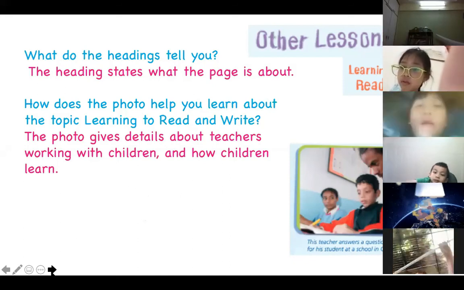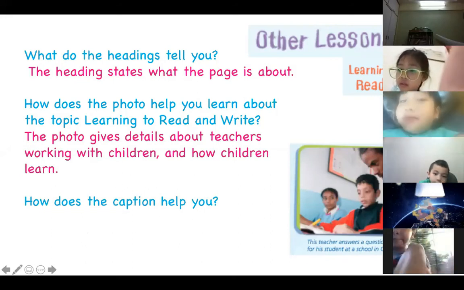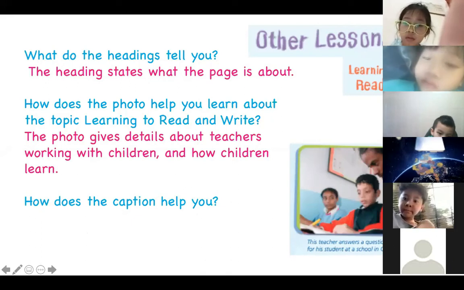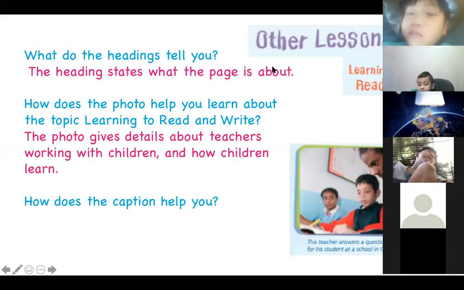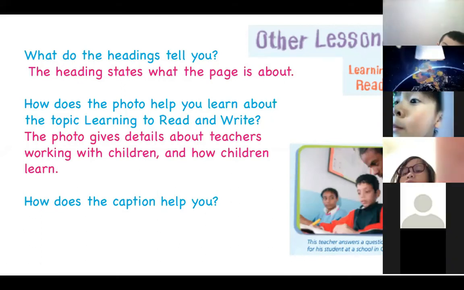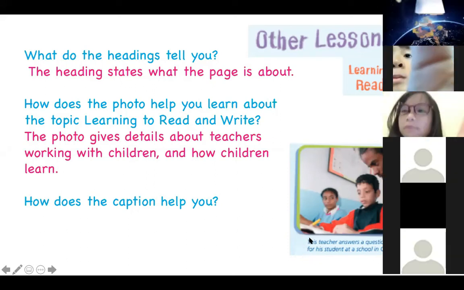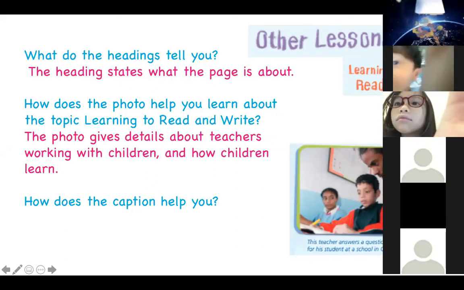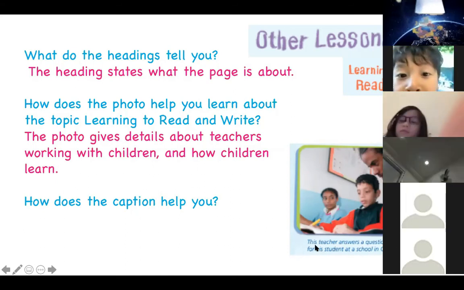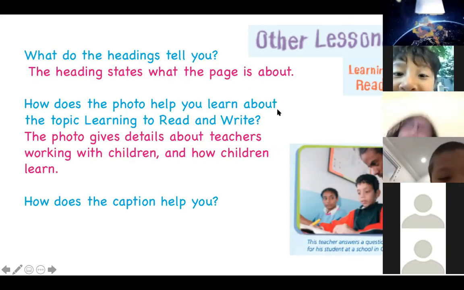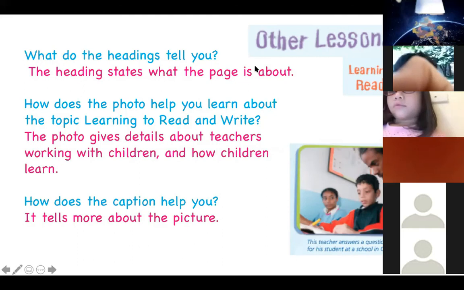Really good work. Have a look at the last question. How does the caption help you? So here the caption says, this teacher answers a question for his student at a school in Cuba. How does this caption help us? Nuna, telling us more details. Good girl, it's telling us more details. If we didn't have this caption, we wouldn't be sure what's happening. We wouldn't know if this is a teacher, is it a friend? We wouldn't be sure. But this caption gives more details to help us understand the picture better. Well done, Nuna. So it tells more about the picture.